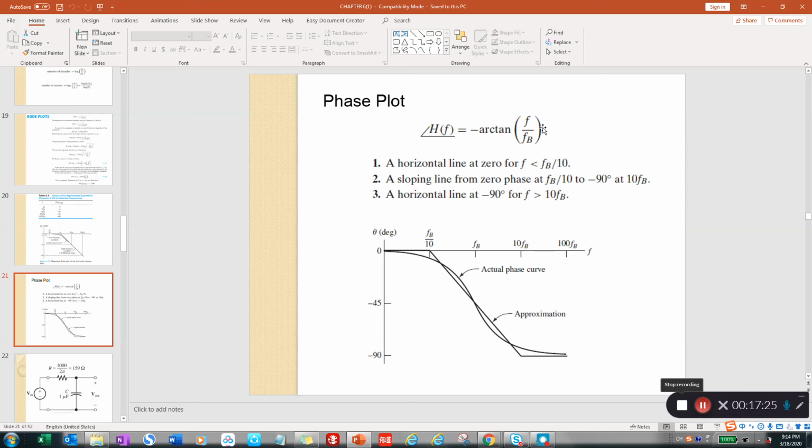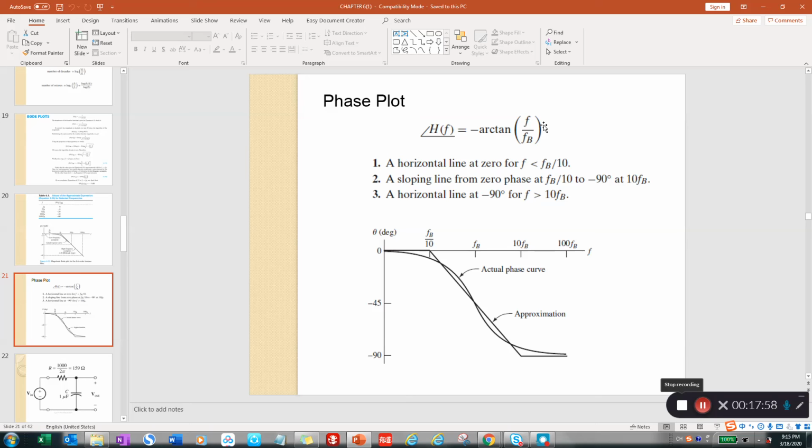First, let's figure out the most important frequency, which is the break frequency. So if f equals the break frequency, we know f over fb will be equal to 1. Then negative arctangent 1 will be negative 45. So you're going to get negative 45 at frequency equal to fb.